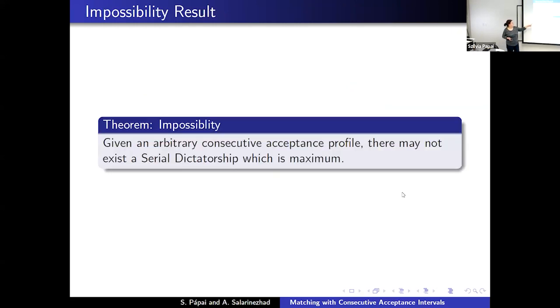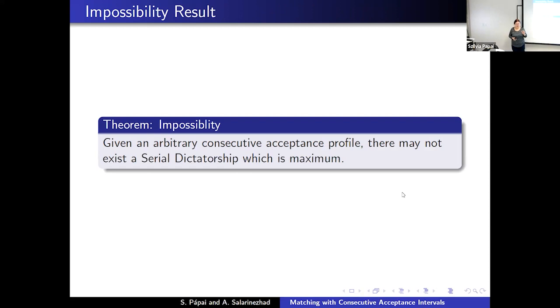So first, an impossibility. Given an arbitrary consecutive acceptance profile, and notice that this is about consecutive, so it's not just any, it may not be the case that there is a serial dictatorship which is maximum.